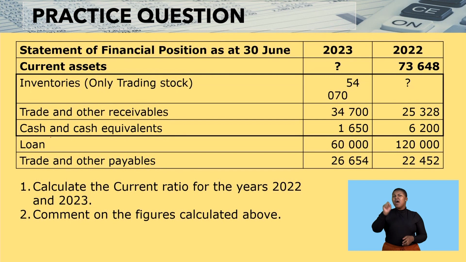In today's class, I'm going to be doing analysis and interpretation of financial indicators. Today I'm going to be focusing on liquidity financial indicators. I have a practice question with me here, and I am going to calculate firstly the current ratio for the year 2022 as well as the year 2023. After I have calculated, I will then comment on the figures. Make sure you have a pen, pencil, calculator, and somewhere to write so that we can move together in today's class. Let's begin.